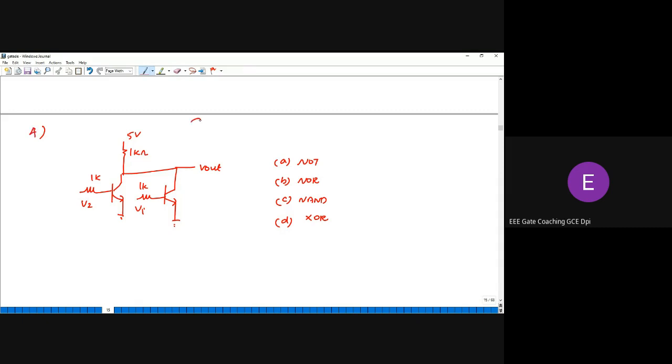This is about static logic. Okay, static logic. So here they have given V2, V1, and two transistors connected in parallel. Okay, what is my V out? Okay, any answer? Connected to ground.